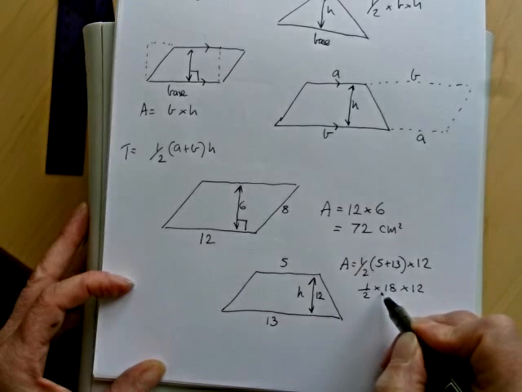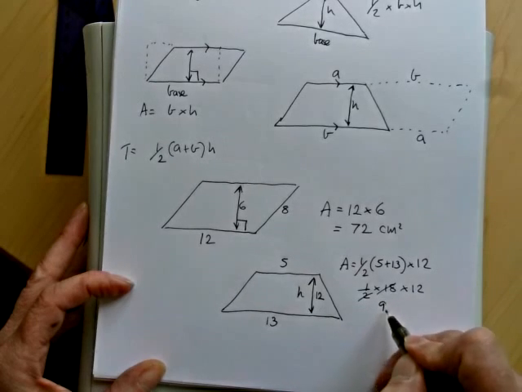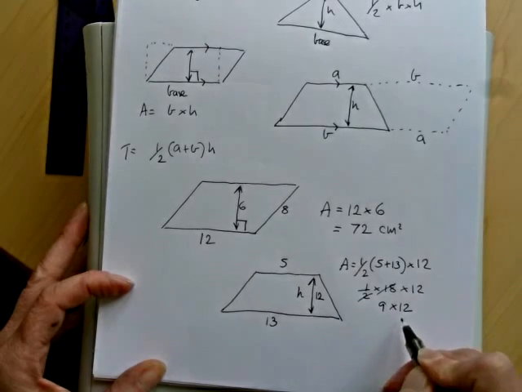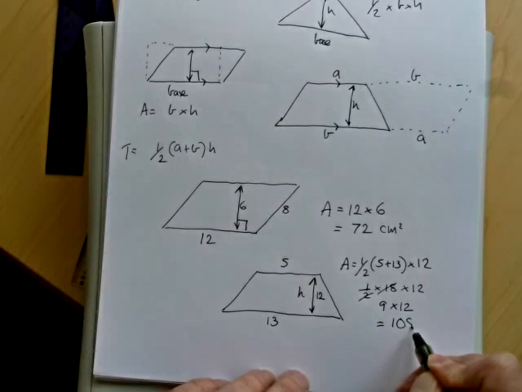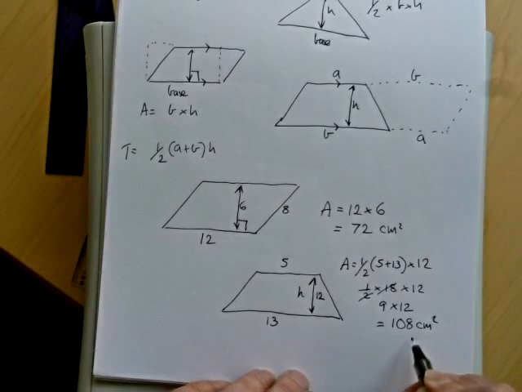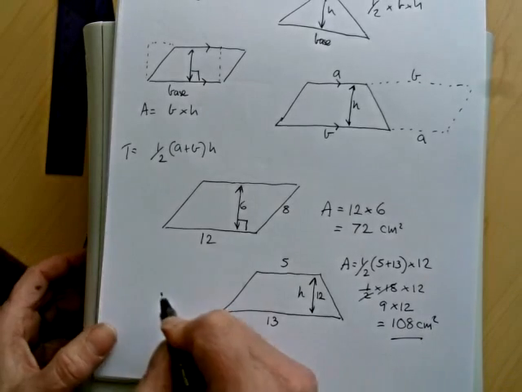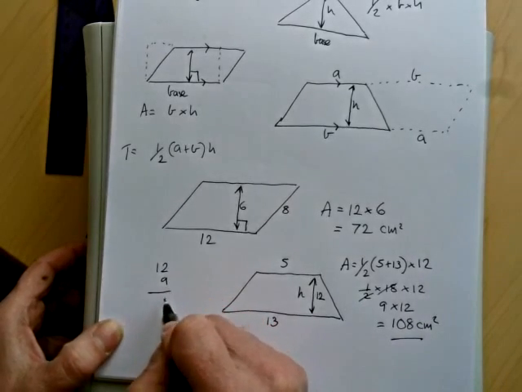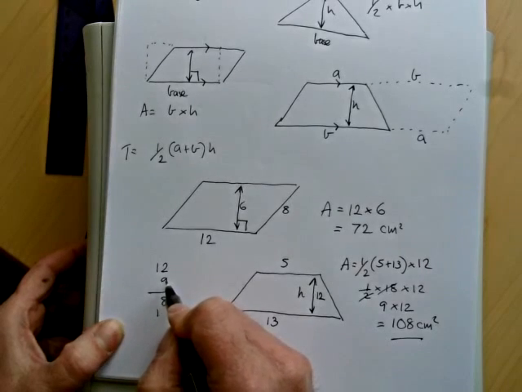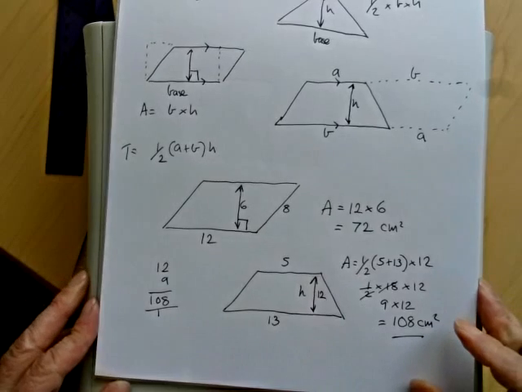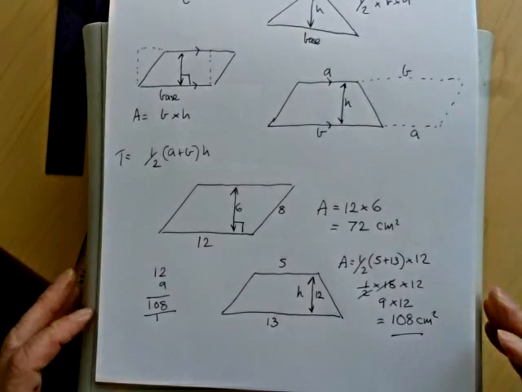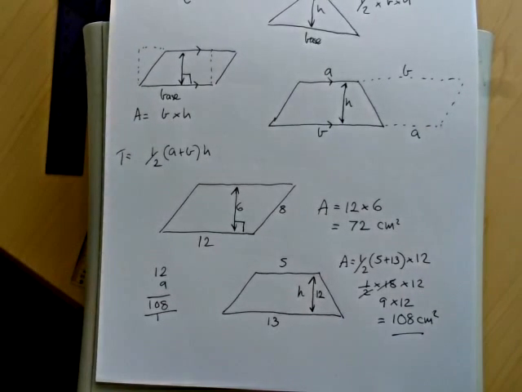Now if I half the 18, I'll get 9. 9 times 12, and that is 108 centimeters squared. 9 12s, 2 9s are 18, 1 9 is 9, and 1 is 10. So I can do that without my calculator. So that's area of parallelograms and trapeziums.